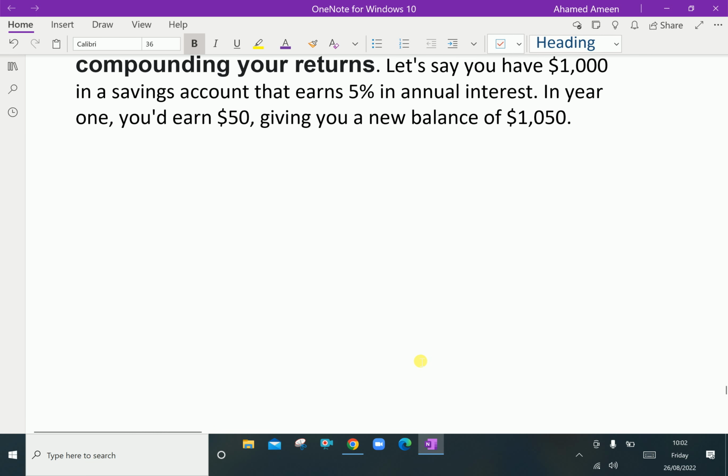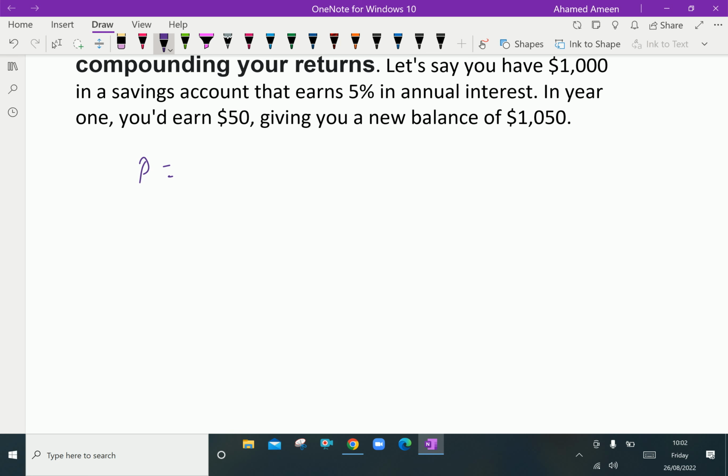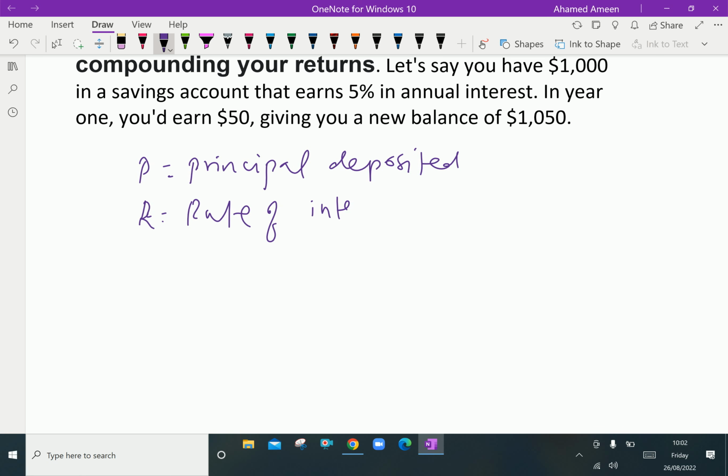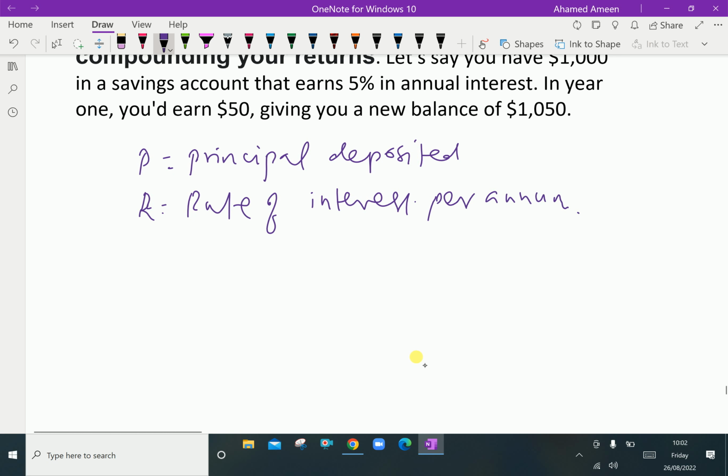Let us first discuss the formulas. Let P equal the principal amount deposited, R the rate of interest per annum, and T the time period in years.